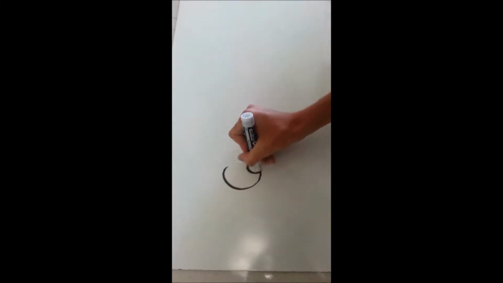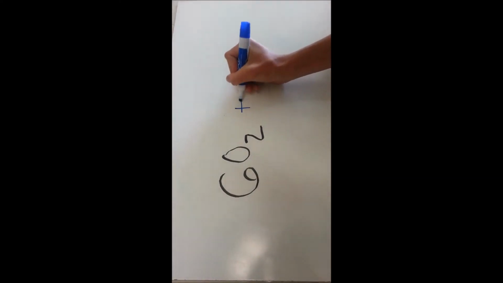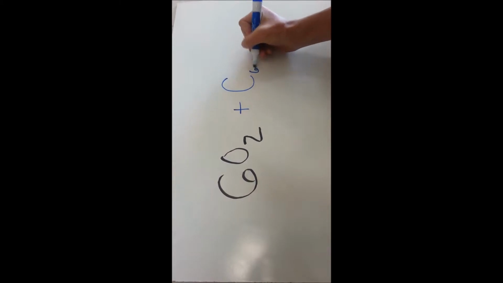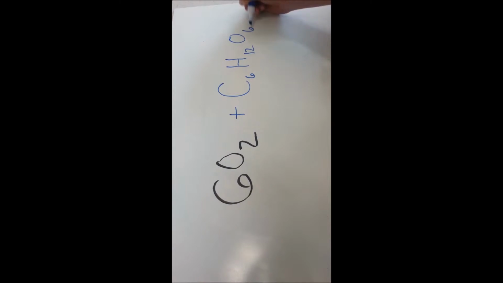Breathing in 6 oxygen molecules. Then you intake sugar from eating something. The mitochondria takes in the reactants and produces carbon dioxide, energy, and water.